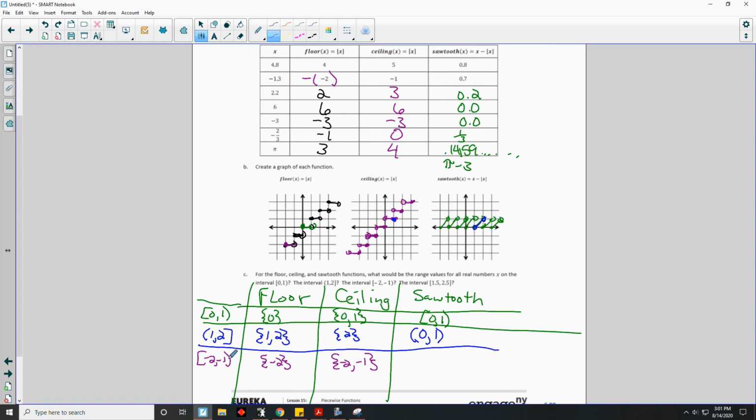Now the sawtooth, starting at -2, here's 0, -1, -2, starting at -2 and including it, going all the way to -1 but not including it. So we're going up but not including -1. So the range is 0 inclusive, including 0. This is a 0. And it goes all the way up to 1, but it does not include 1.